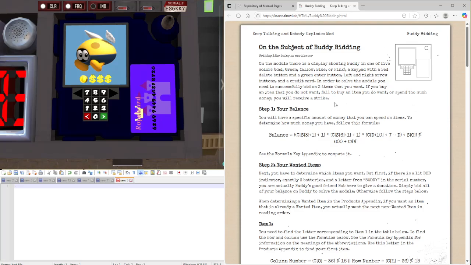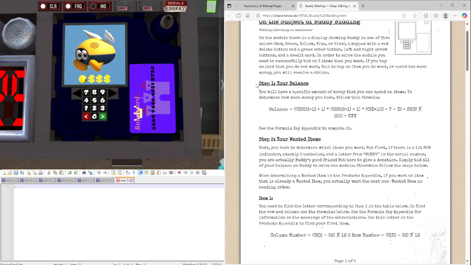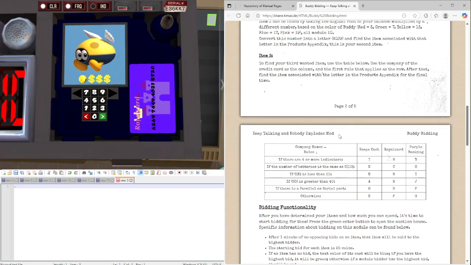We also need to figure out our balance, because of course to bid on stuff we need money. So we need to know how much money we even have to use. We use this formula here to figure that out. You have a specific amount of money that you can spend on items. To determine how much money you have, follow this formula. It might look confusing to begin with, but the formula key is down here.